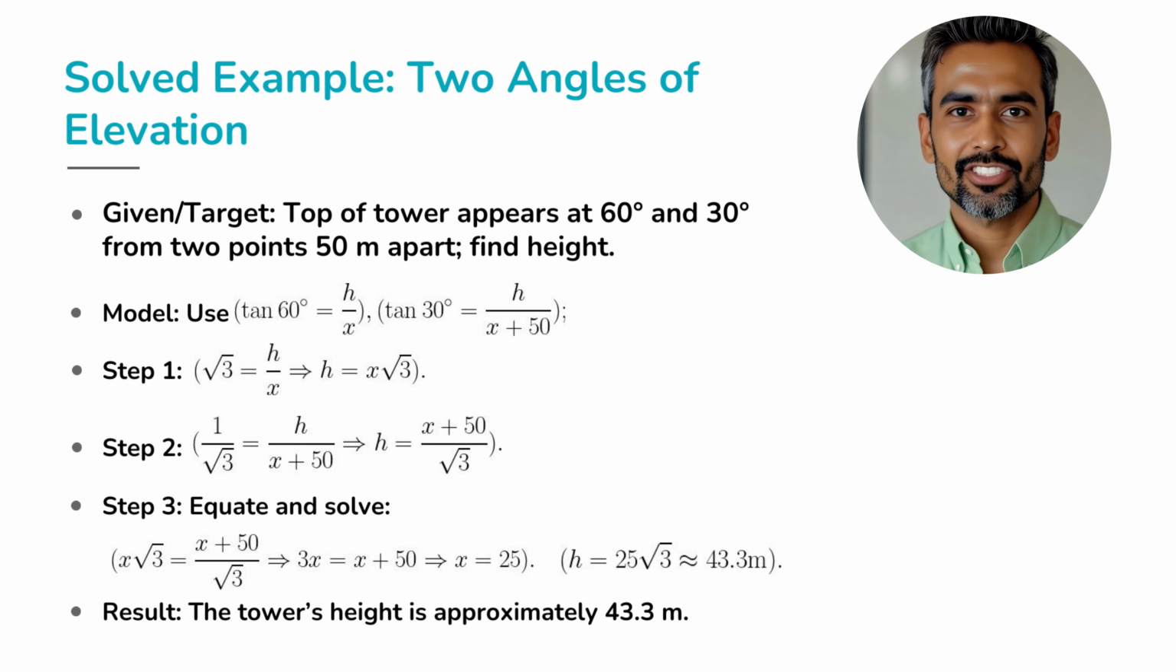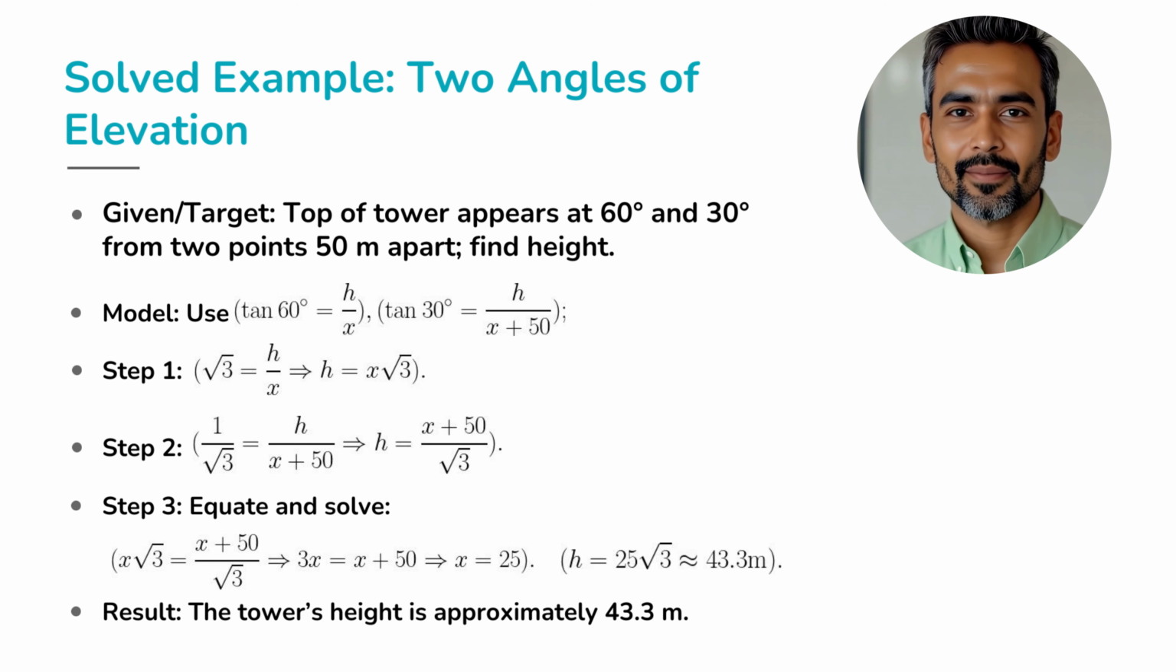So, from the first point, tan 60 degrees equals height h over x. From the second point, tan 30 degrees equals height h over x plus 50. Recall, tan 60 degrees is root 3, and tan 30 degrees is 1 over root 3. First equation: root 3 equals h divided by x, so h equals x times root 3. Second equation: 1 over root 3 equals h divided by x plus 50, so h equals x plus 50 divided by root 3.